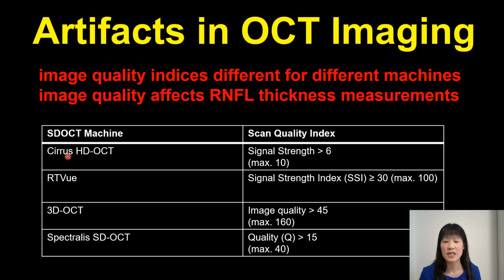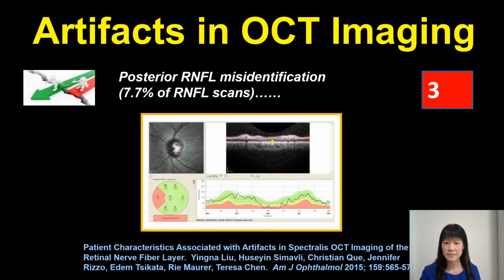However, for the Cirrus machine, which has a different signal strength range, out of 10, 9 is fabulous. So the bottom line, or the take-home point, is you need to be aware of the range of signal strength for your machine, because every signal strength range is different for different machines.